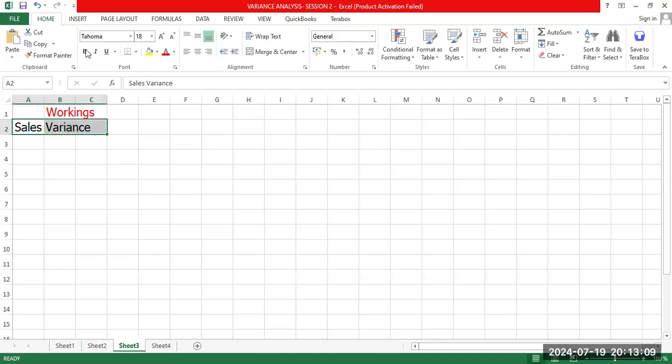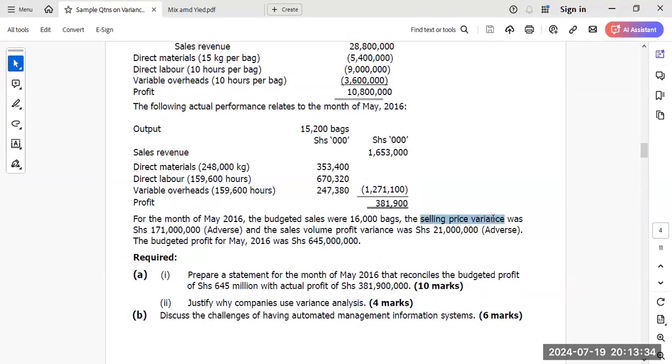But under sales variance, what are you going to start with? We need sales. But before we even talk about that, are we given these variances? As if there was a statement talking about that. We have the selling price variance. We have also the sales volume profit variance. Here life is easier. Okay.